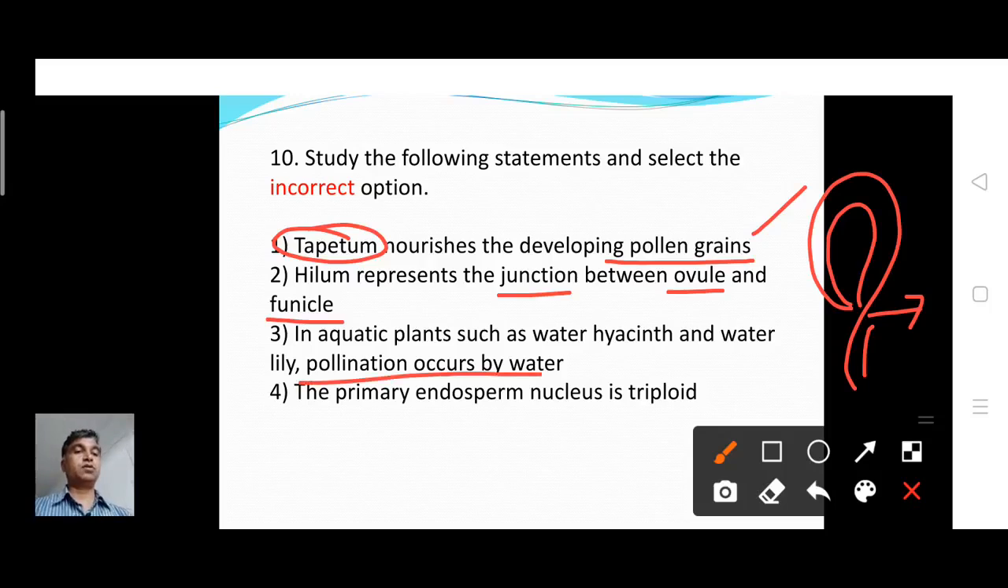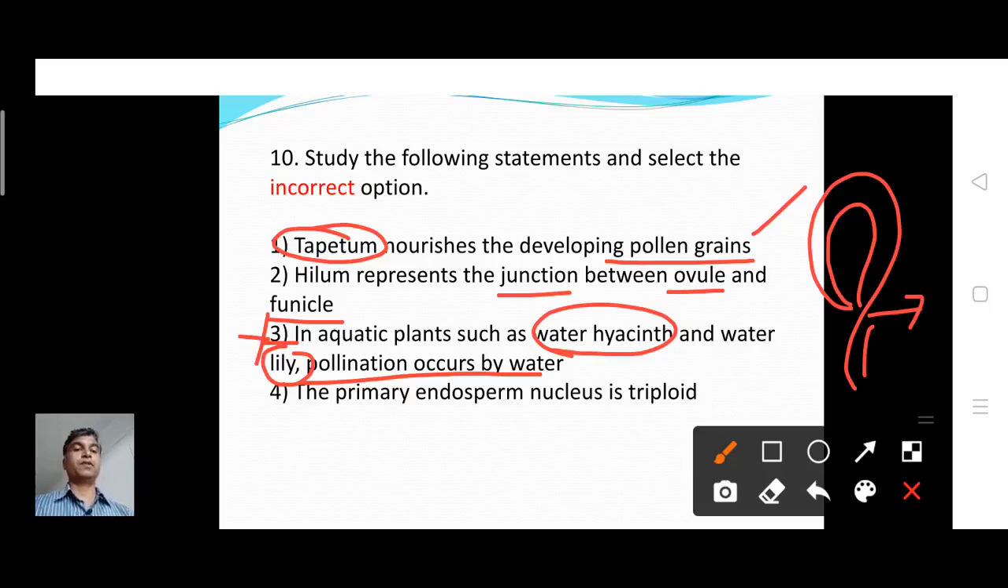Yes, this statement is wrong. Why? Water hyacinth and water lily both are aquatic, but their pollination depends on either wind or insects. They are hydrophytes but not hydrophilous. Yes, third statement is wrong one. In hydrophytes, in the textbook, Vallisneria and Zostera are given. But the pollination in water hyacinth and water lily depends on either air or insects.